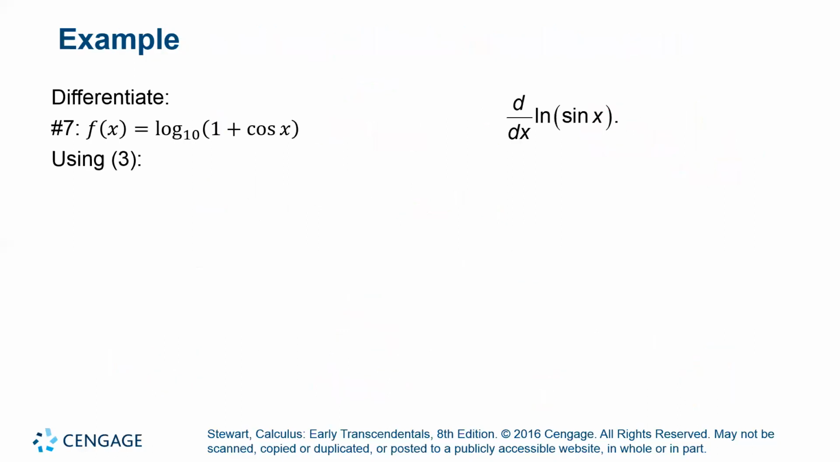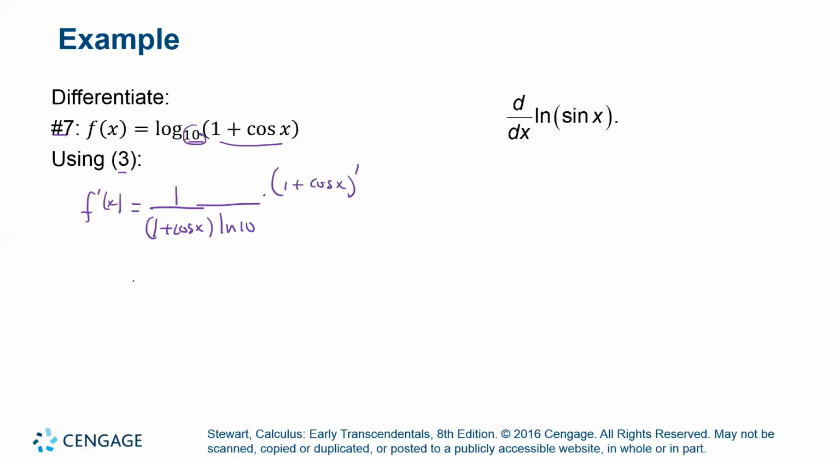So here's the example. Exercise number 7, using definition 3. Remember the base is 10. In this case, my f prime of x is equal to 1 over this whole thing, because that's a log: 1 plus cosine of x, then times the natural log of 10, from the base 10. Then times the derivative of 1 plus cosine of x.